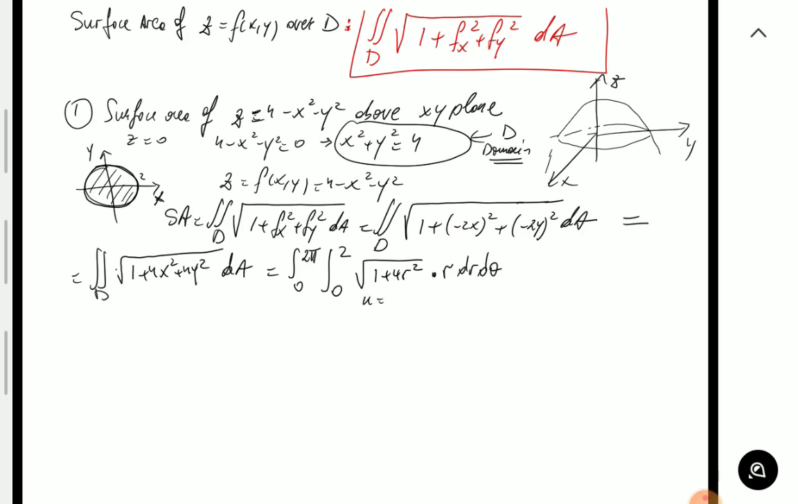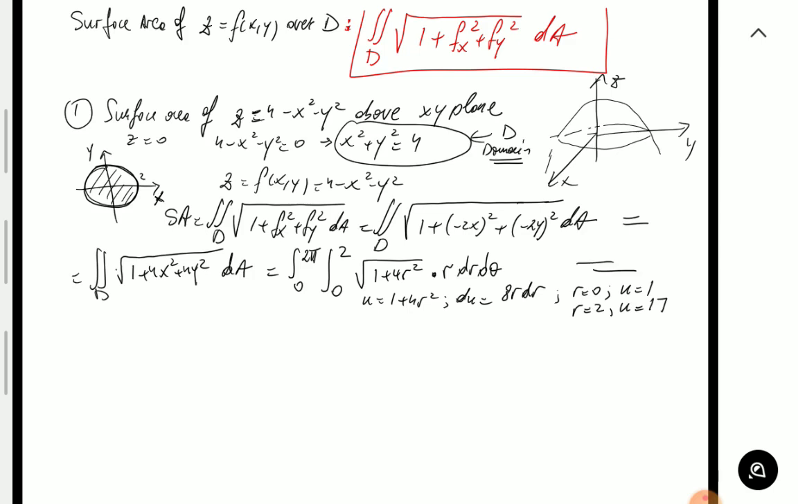This is suitable for a u substitution. And the new bounds of integration are, when r is 0, u is 1. When r is 2, u is 17.